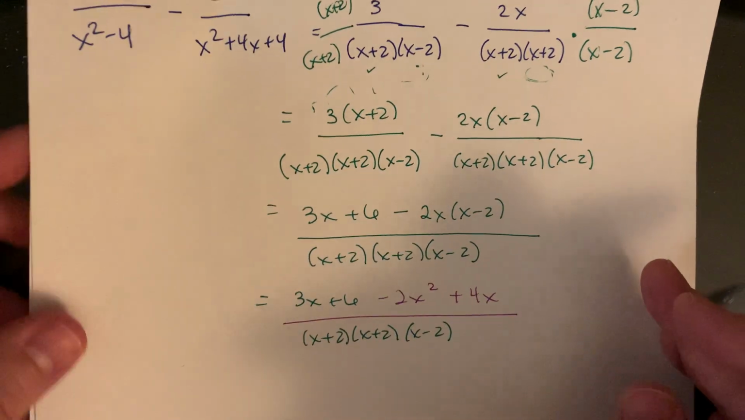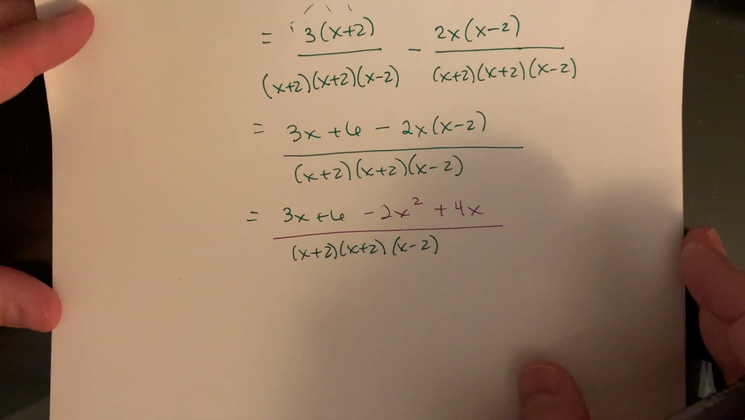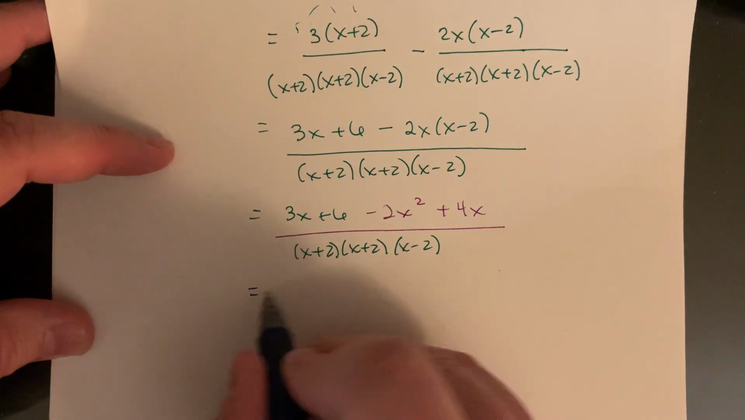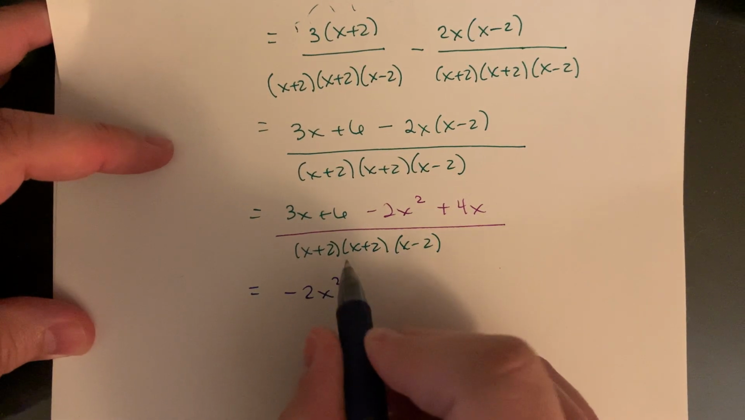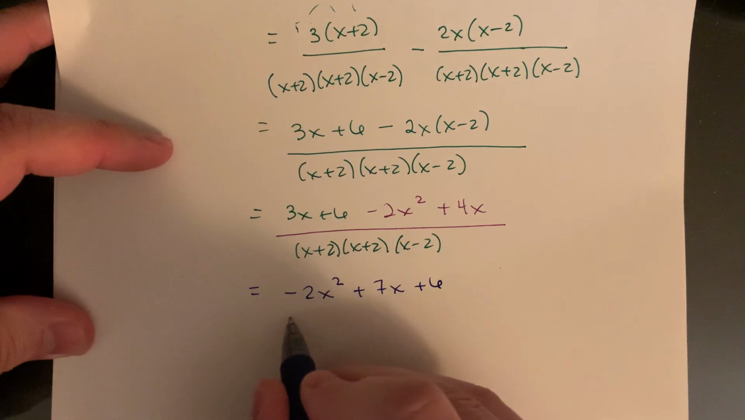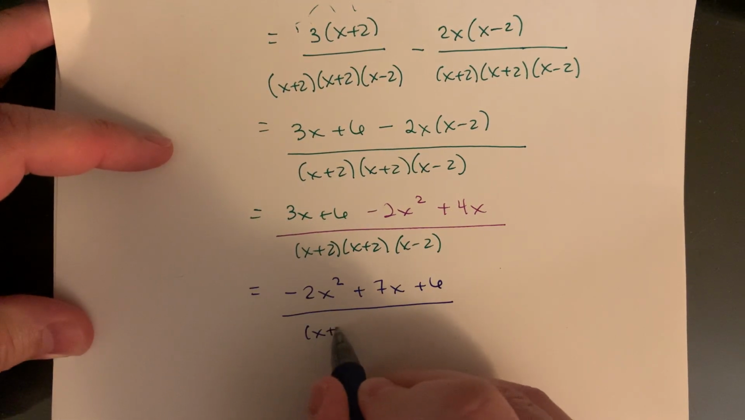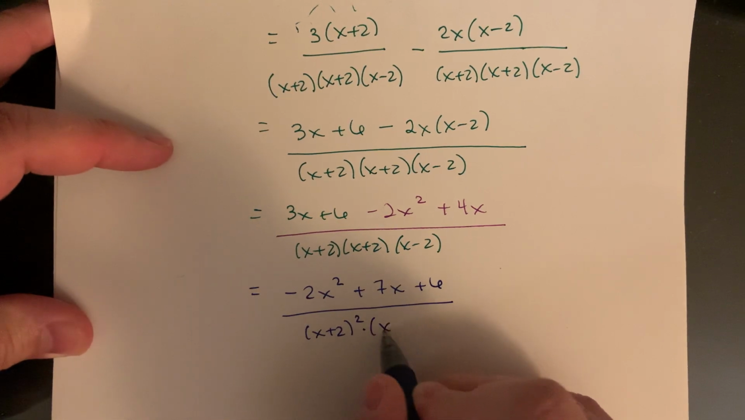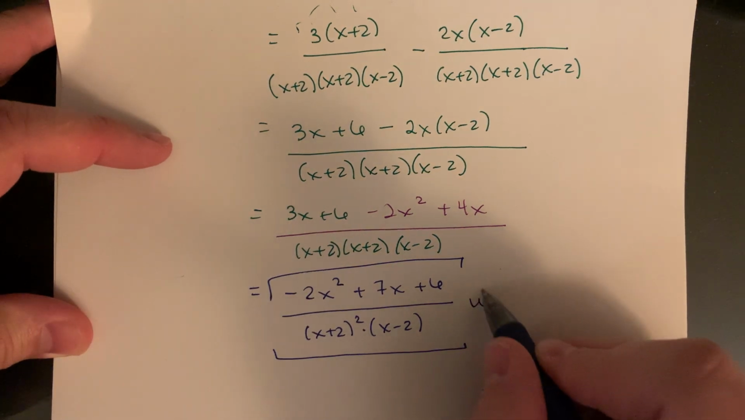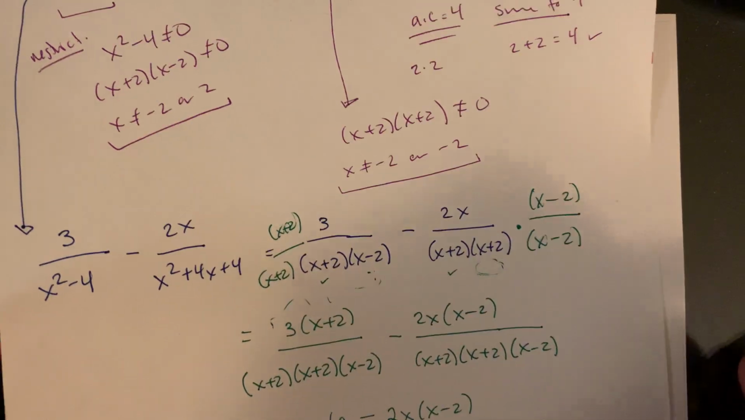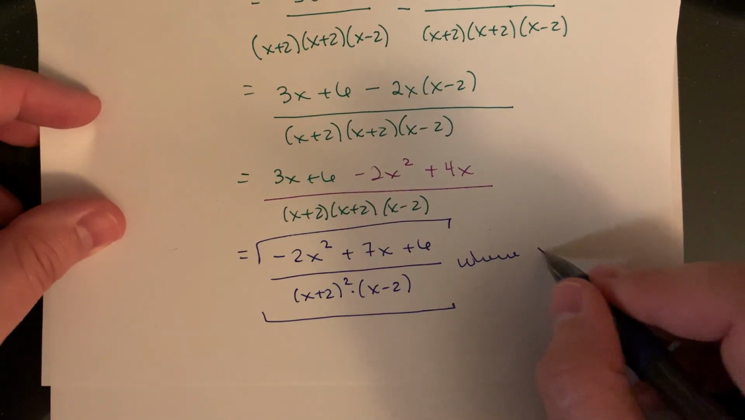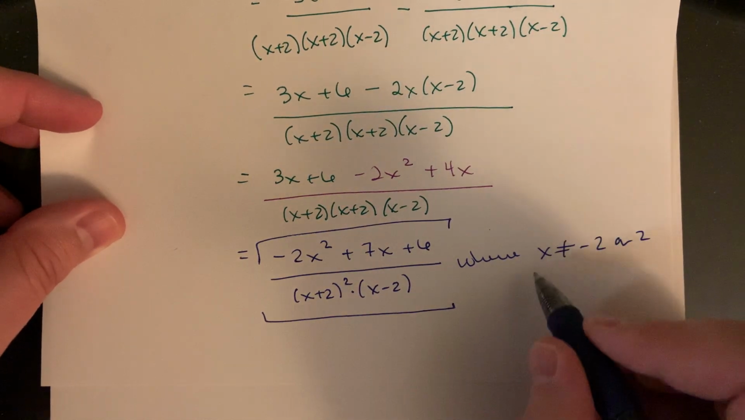Good to go. And so all I'll do here is I'll combine my like terms up top. I'm also going to kind of rearrange this in descending order. So I'll do minus 2x squared up front, 3x and 4x would be plus 7x, and then plus 6 all over, right? I'm even going to go ahead and say x plus 2 quantity squared, just so I have to write just a little bit less. So that's kind of my simplified version, and that was where our restrictions, bring them back. We're not allowed to be minus 2 or positive 2. X cannot be minus 2 or 2.